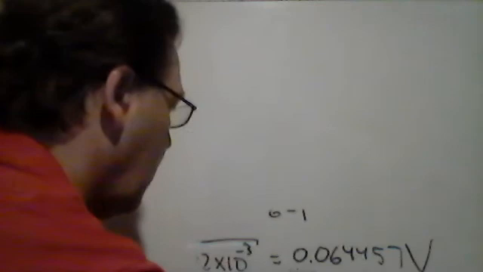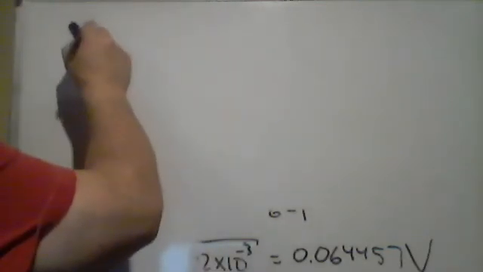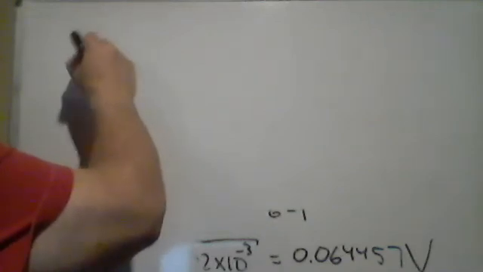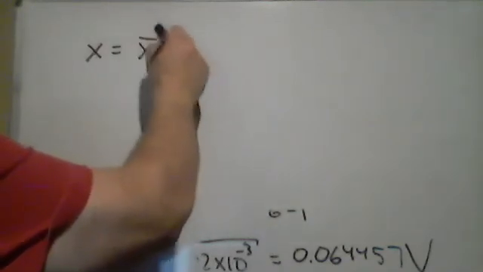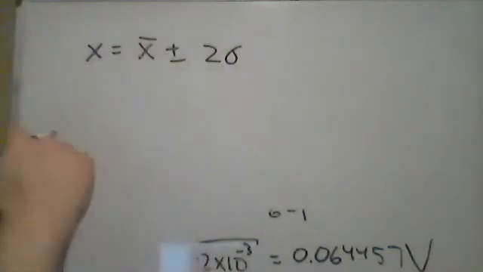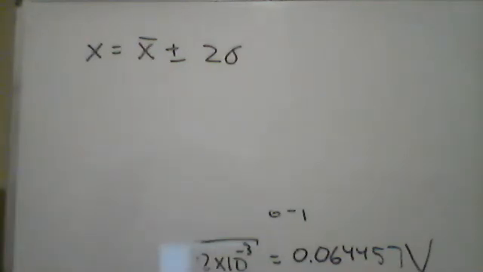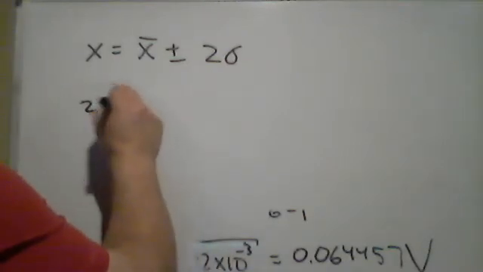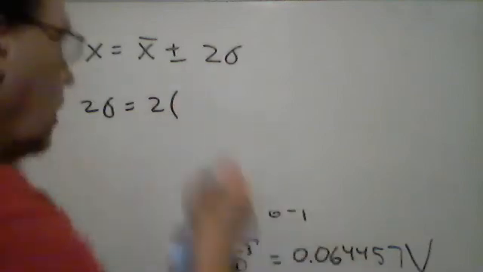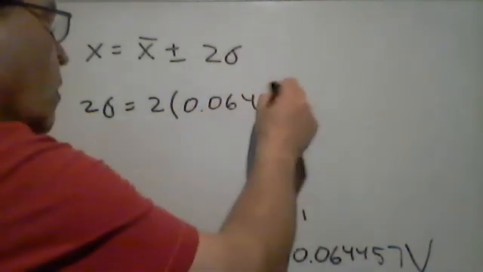I apologize. What I really want to do is express my value as X bar plus or minus 2 sigma. Remember, my deviation can be to the positive or the negative, so you generally write 2 sigma. So what would I do? Well, 2 sigma is 2 times this number I calculated, 0.064457.